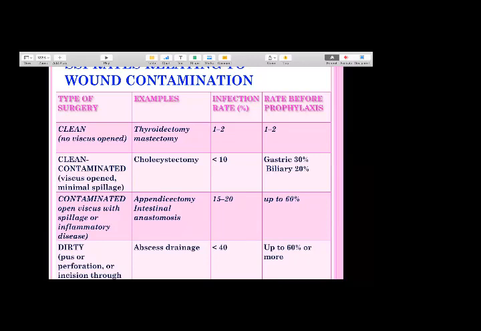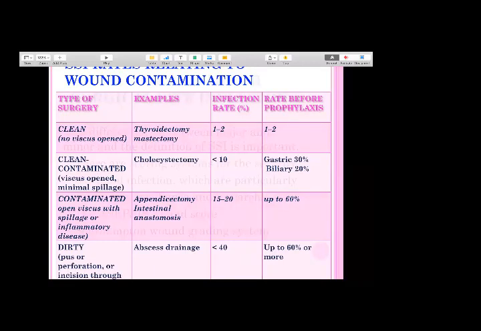Moving on to the next, we have the contaminated ones. This is a major open viscus with spillage or inflammatory disease, such as appendectomies, intestinal anastomosis. There is a definite spillage, there's an open viscus, and there's inflammatory disease. Infection rate is obviously more than 20%, and the rate before prophylaxis is up to 60%. The fourth category is a dirty type of surgery in which there is pus or perforation or infection. An example of that would be an abscess drainage, where the infection rate is less than 40% or up to 60% or more before prophylactic treatment.